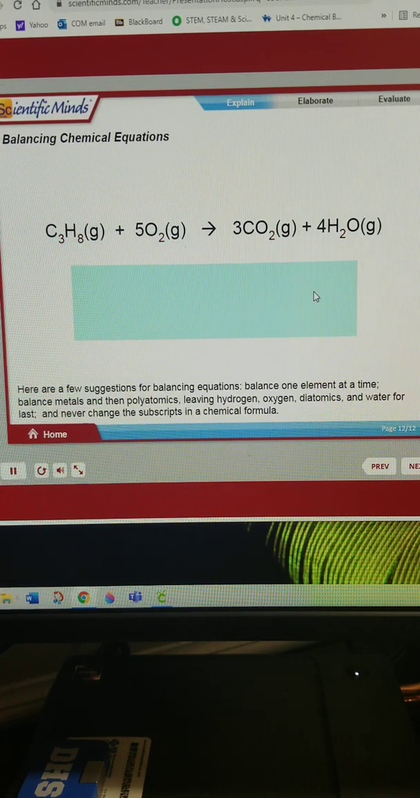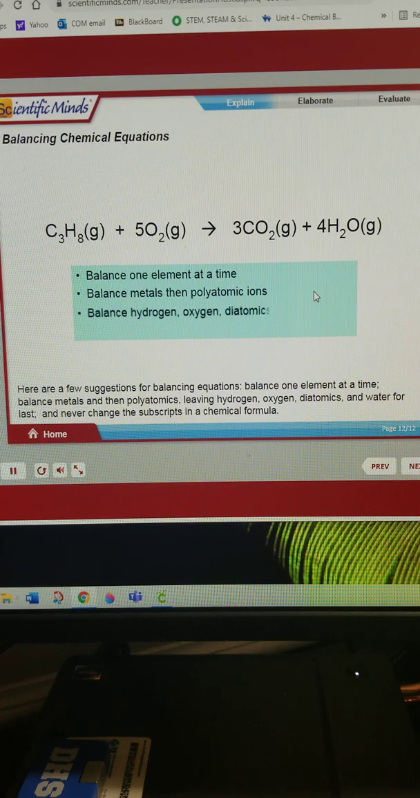Here are a few suggestions for balancing equations. Balance one element at a time. Balance metals and then polyatomics, leaving hydrogen, oxygen, diatomics, and water for last. And never change the subscripts in a chemical formula.